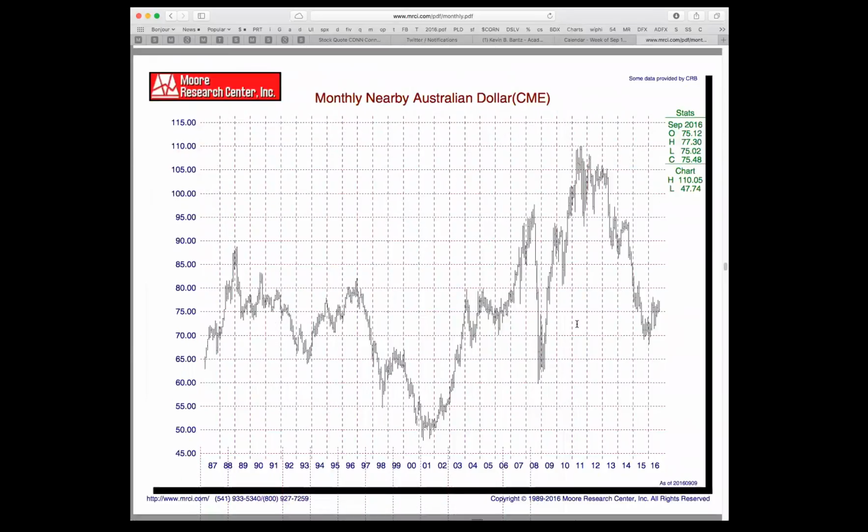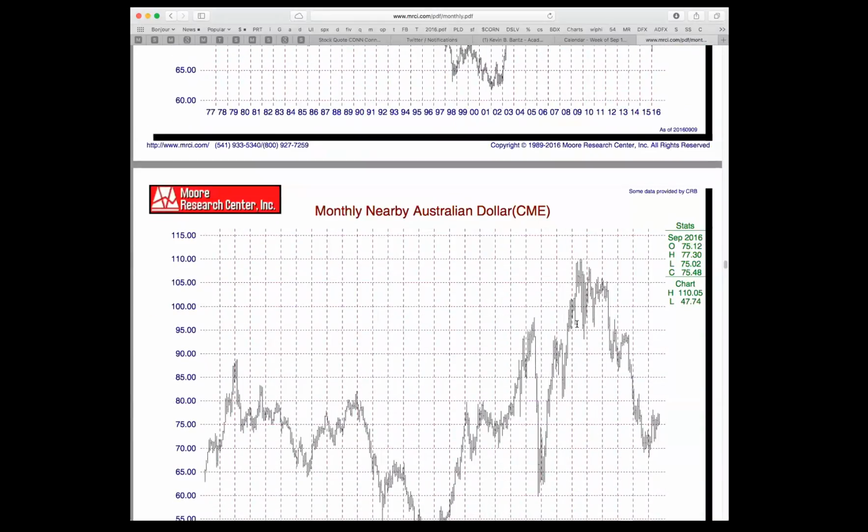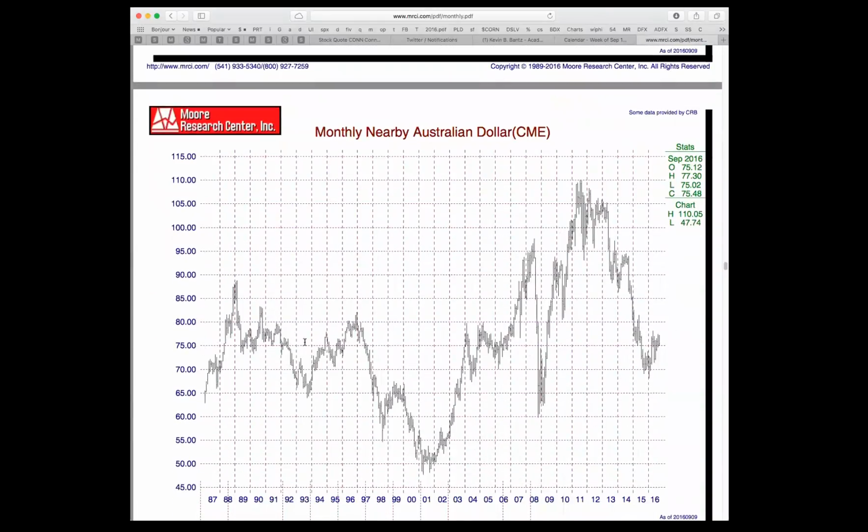Aussie dollar, is that right? Yeah, okay. Aussie dollar, same thing. Here's the big picture, right? Stuck right here at 75. Above the line buy, below the line sell.